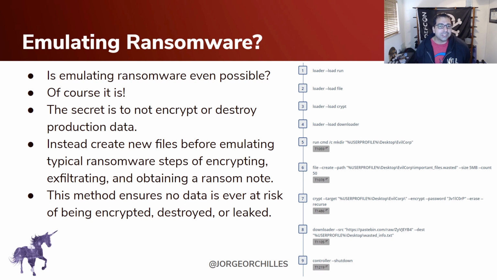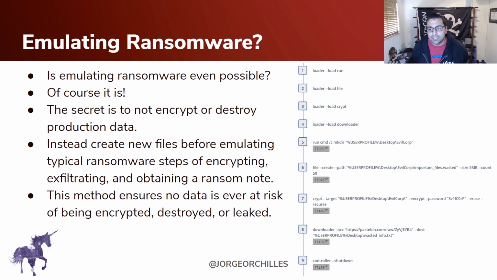The secret is to not encrypt or destroy real production data, right? You had that already in your plan, and it will get approved because you're not impacting the target systems. You're not impacting production. So instead of encrypting real files, what we're going to do is first create new files and then encrypt them, exfiltrate them if this particular threat actor did, which Evil Corp did not, and then download a ransom note. So this method will ensure that no data is ever at risk of being encrypted or destroyed or leaked out.